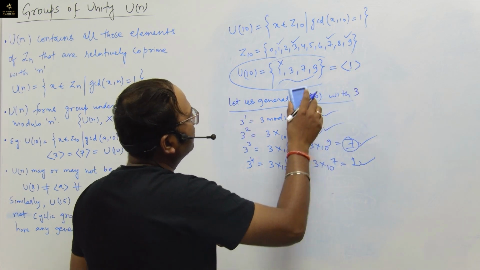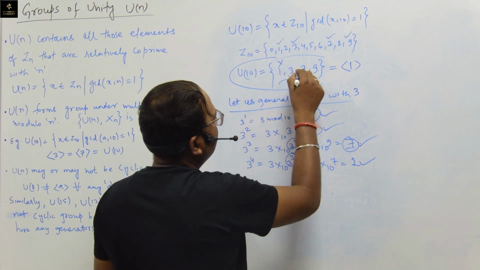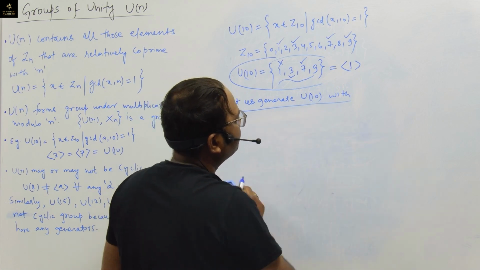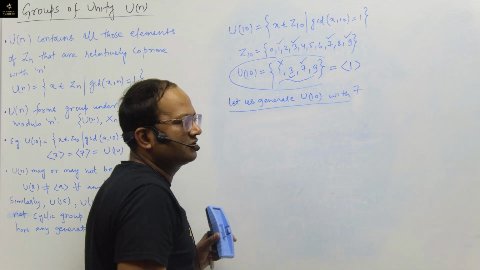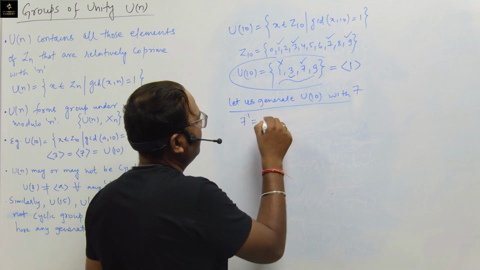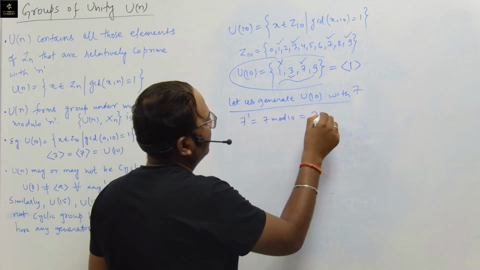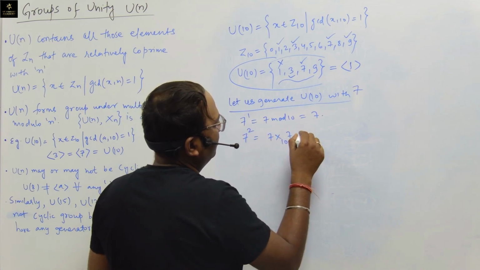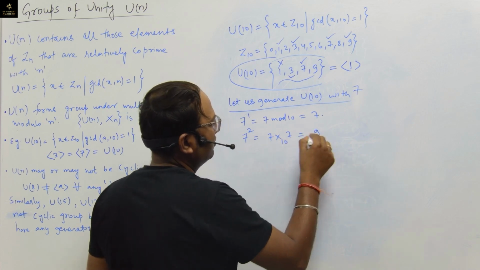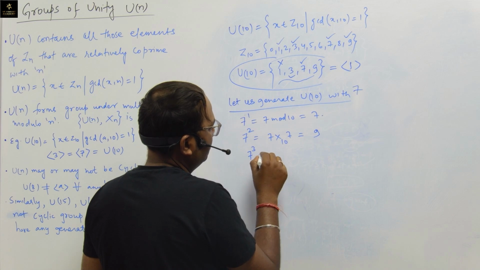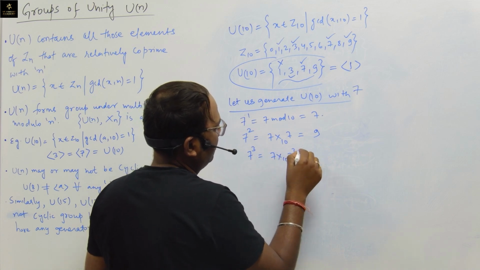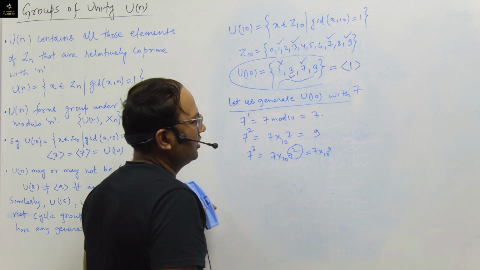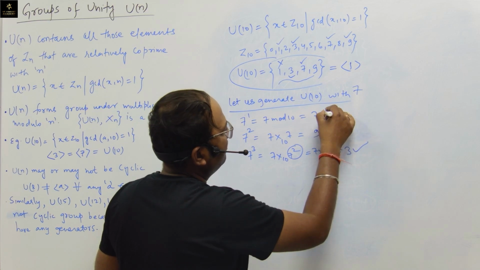Now let us take the next element. We have taken 3. Now let us generate U10 with 7. Let us operate 7 one time. This is 7 to the power 1, which is 7 mod 10, so this is 7. Now let us operate this 2 times. 7 square is 7 cross 7 mod 10, which is 49 mod 10. So this is 9. Now we have 7 cubed: 7 cross 7 square, and 7 square is 9. So this is 7 cross 9, which is 63 mod 10. So this is 3.